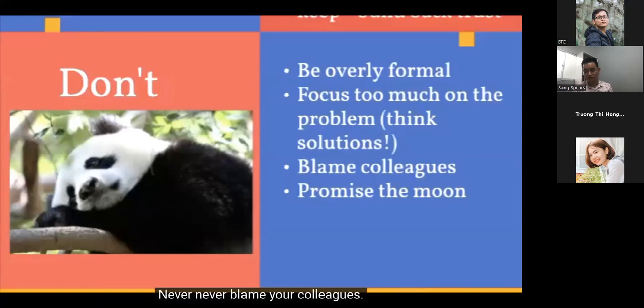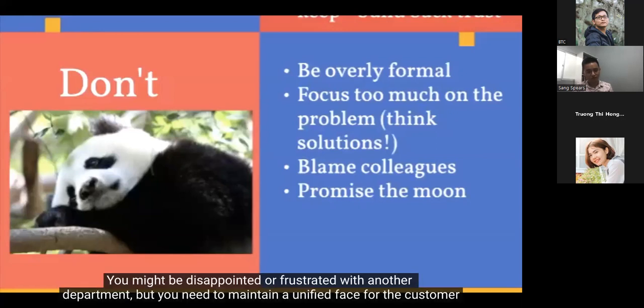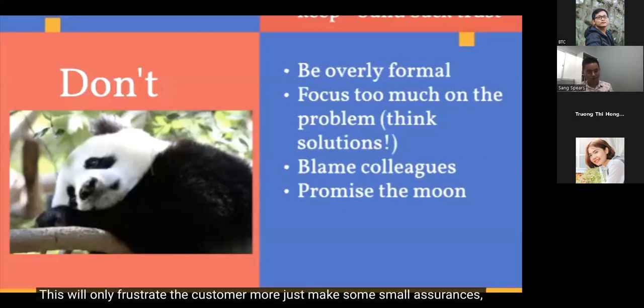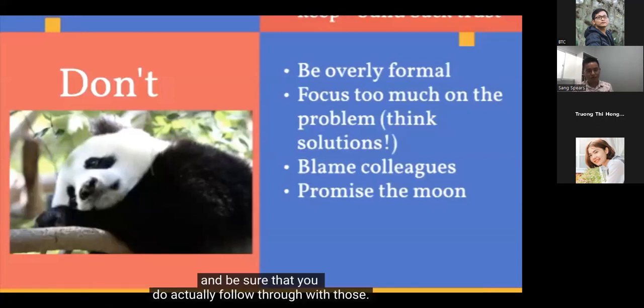Never, never blame your colleagues. You might be disappointed or frustrated with another department, but you need to maintain a unified face for the customer. And lastly, don't promise the moon. By this, I mean, do not make wild promises that you will never be able to keep. This will only frustrate the customer more. Just make some small assurances and be sure that you do actually follow through with those.